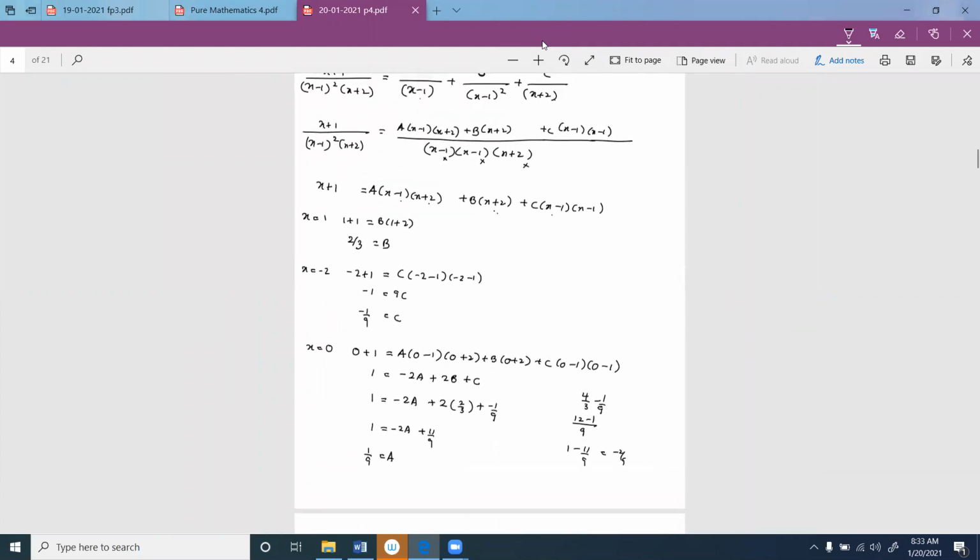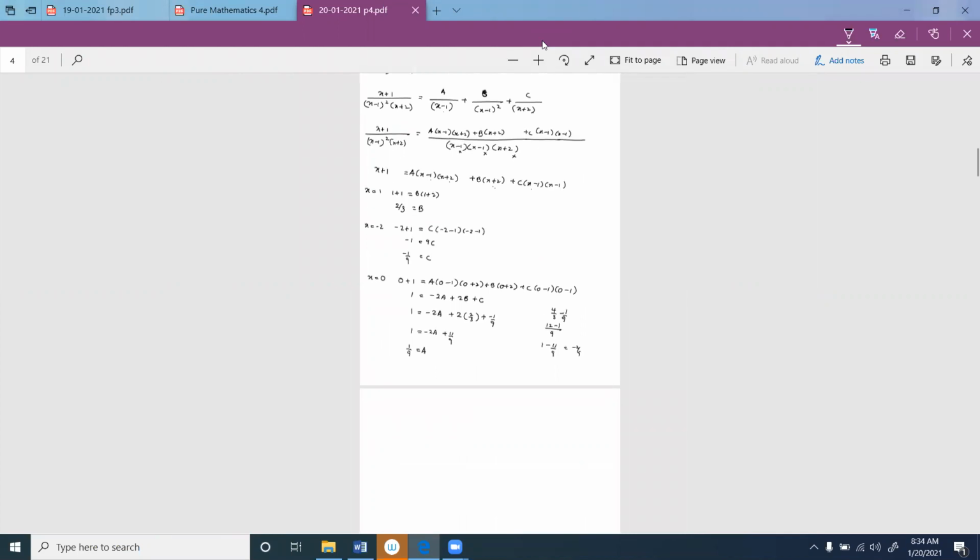So we just got this A. A is 1 over 9, so 1 over 9 times (x minus 1). B is 2 over 3, plus 2 over 3 times (x minus 1) squared, plus C. C is minus 1 over 9, so minus 1 over 9 times (x plus 2). Yes, x plus 2. So this is the final answer for that.